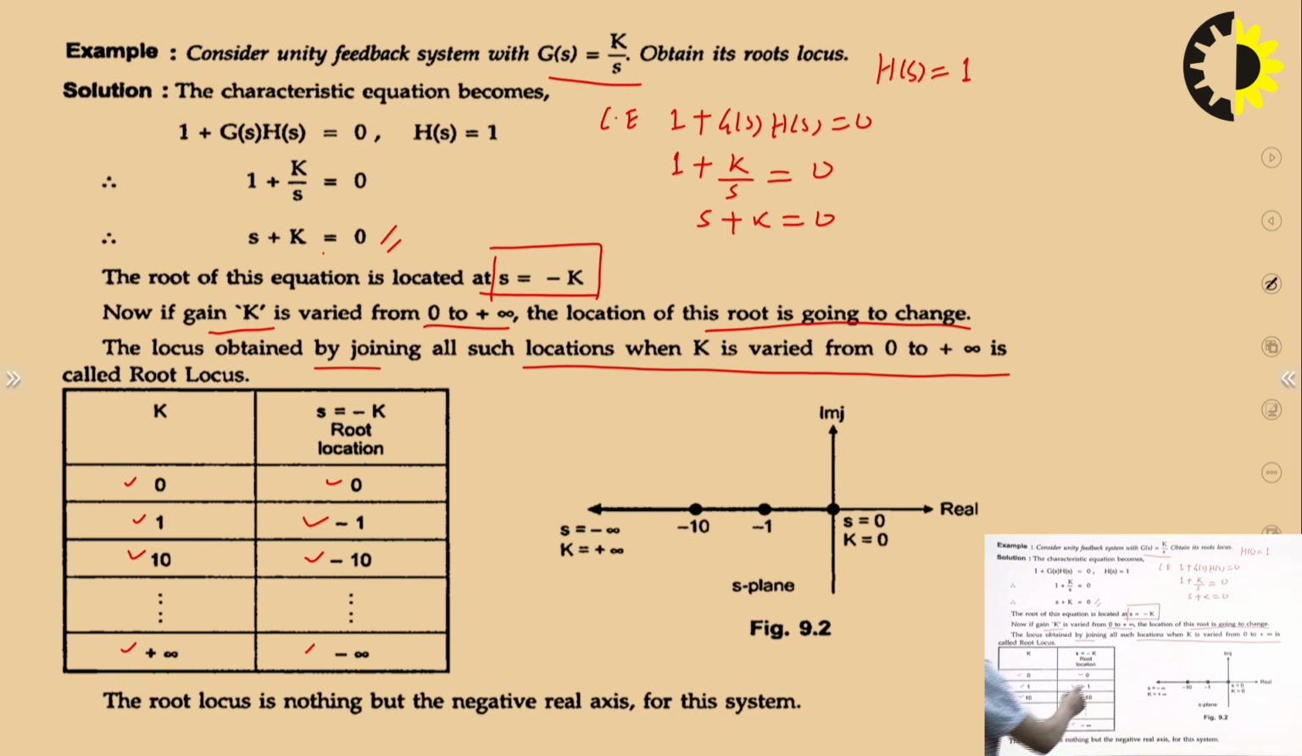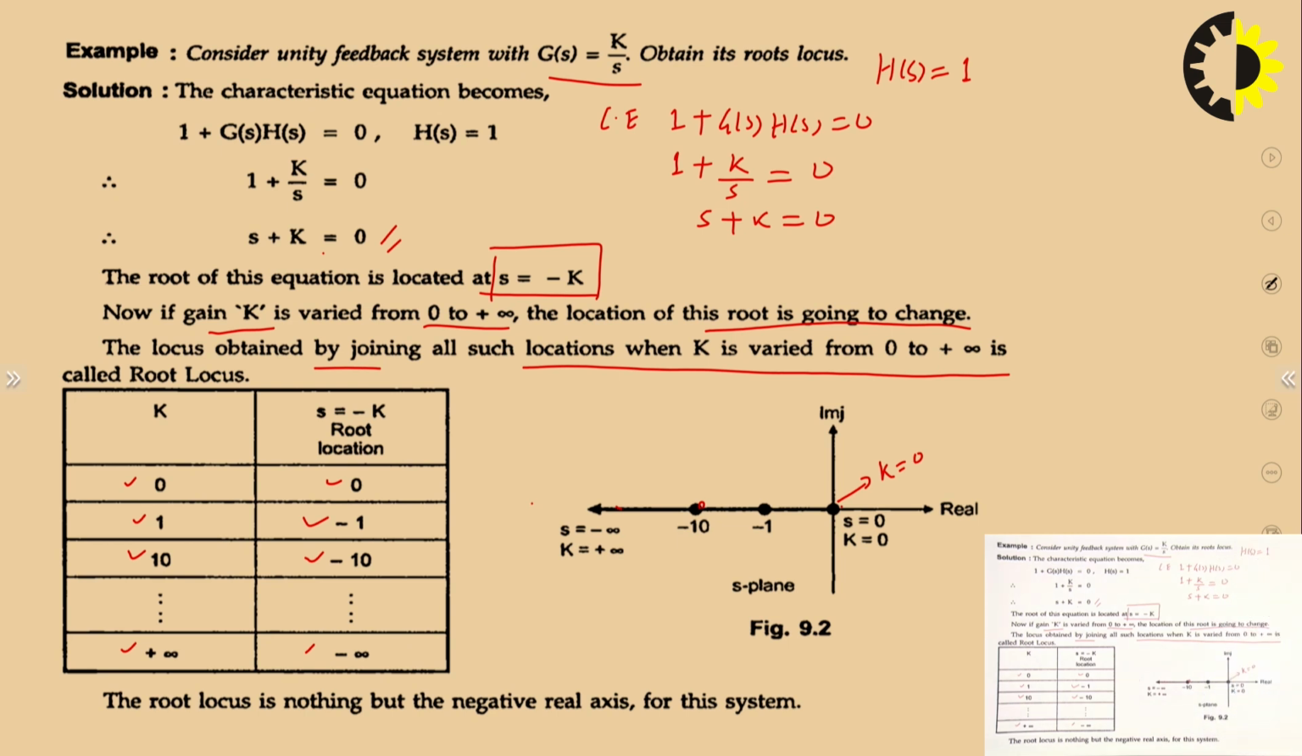Now these are the values. Now we will plot it on the S plane. So you can say this is the S plane, and this is the point where gain k equals 0, and the location is s equals 0. As soon as you increase the value of gain by 1, s will become minus 1, meaning we will get this point. Then at 10 we will get this point, and at infinity we will have some point somewhere here.